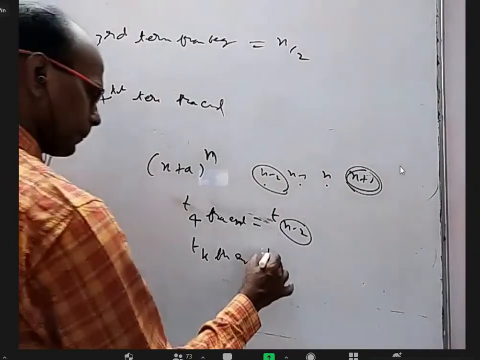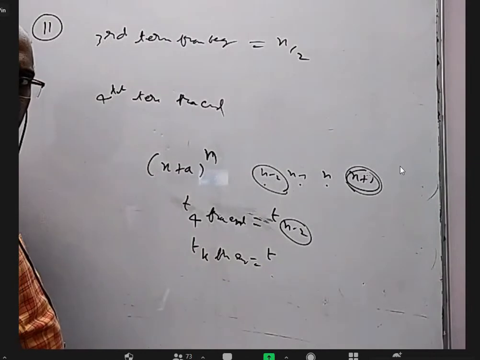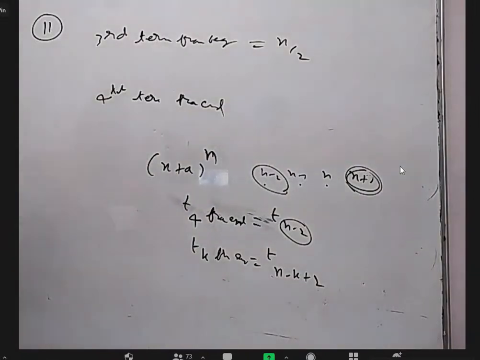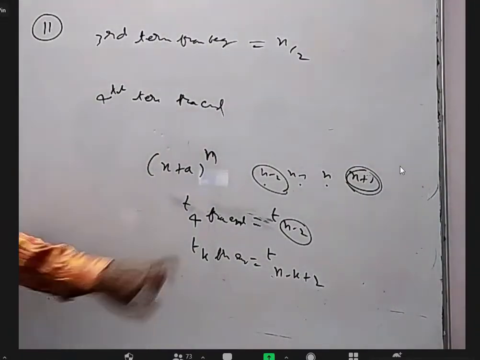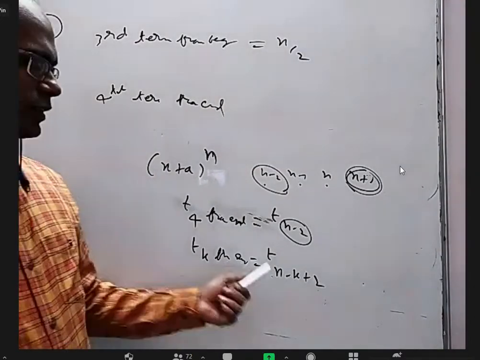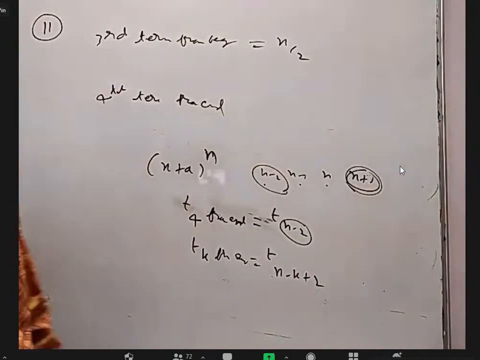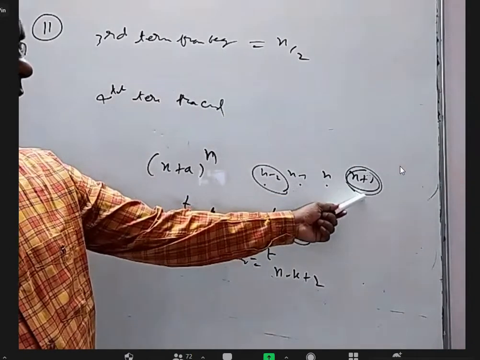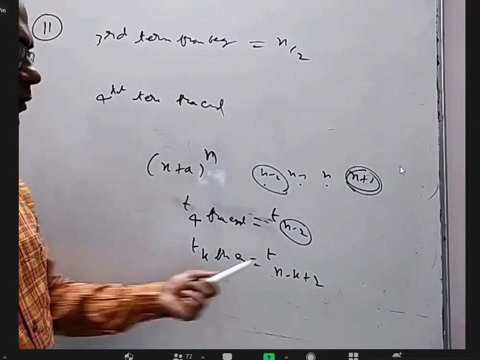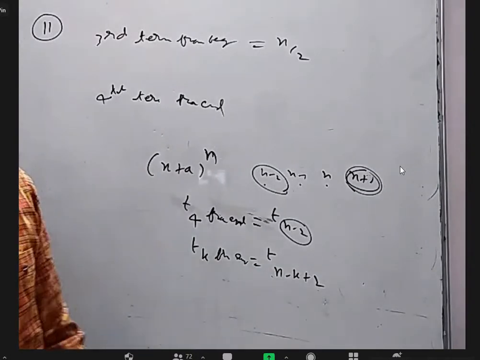It will be T(n minus k plus 2), the kth term from the end. Am I right? Because you put k equal to 4, you should get n minus 2, right? Everybody understand that? Yes, sir. If somebody wants kth term from the end, it is the (n minus k plus 2)th term from the beginning. This is the first term from the end, second term, third term. If you want third term, you have to subtract 1. If you want fourth term, you have to subtract 2. Is it okay, Lokeshwar?